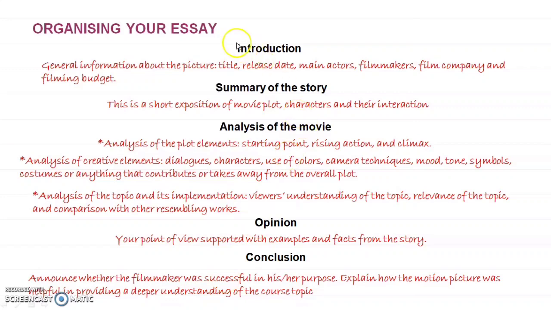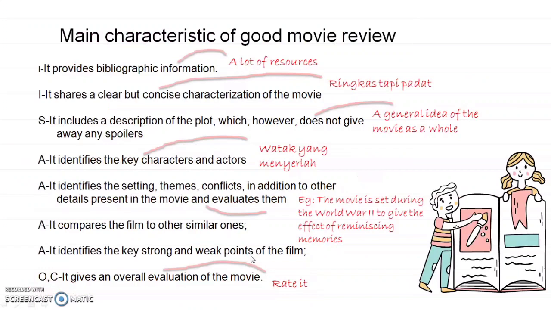Okay, here you can see I, S, A, O, C. There it goes to the back. This is where I put the I. Okay, so these two are what you write in your introduction. This one is the summary. So these 1, 2, 3, 4 are what you can include in the analysis. Okay, the last one, when you give overall evaluation, this is your opinion and conclusion.